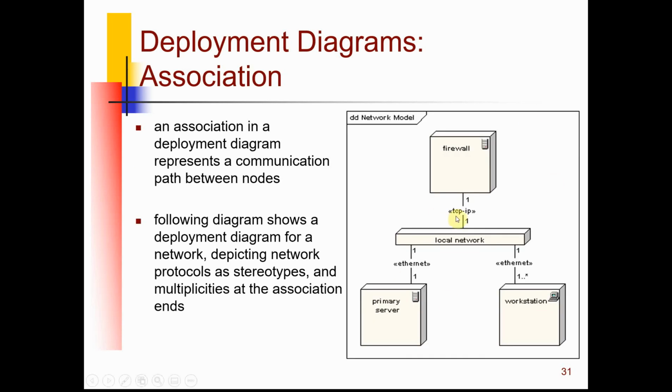Association is very similar to the class association. The node can have association. We call it a relationship between the nodes, and you can show the association with a kind of stereotype. You can add a label to show what kind of relationship they have.